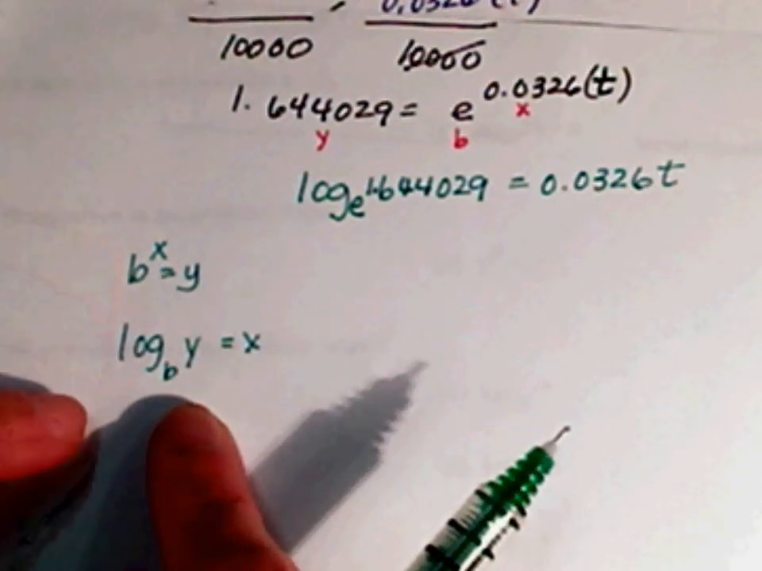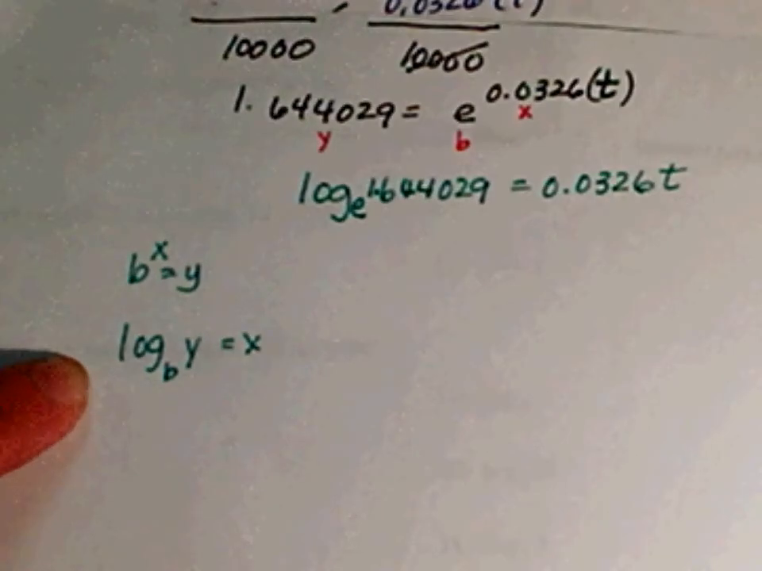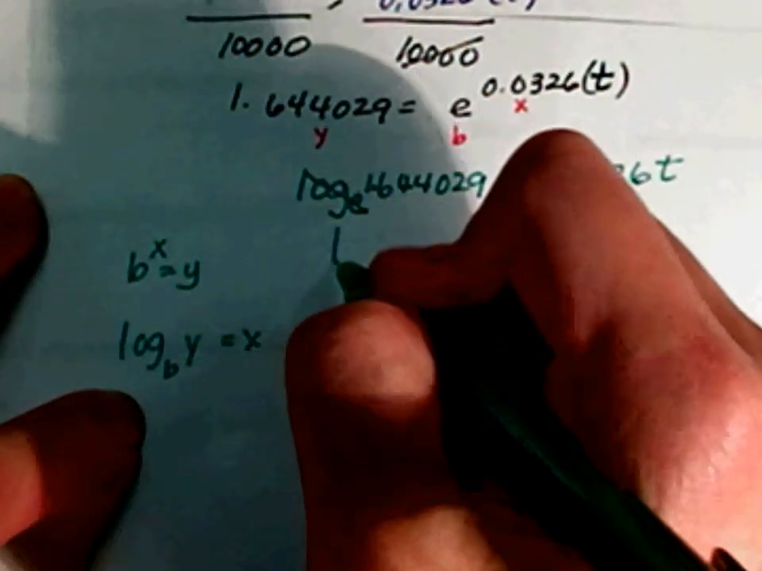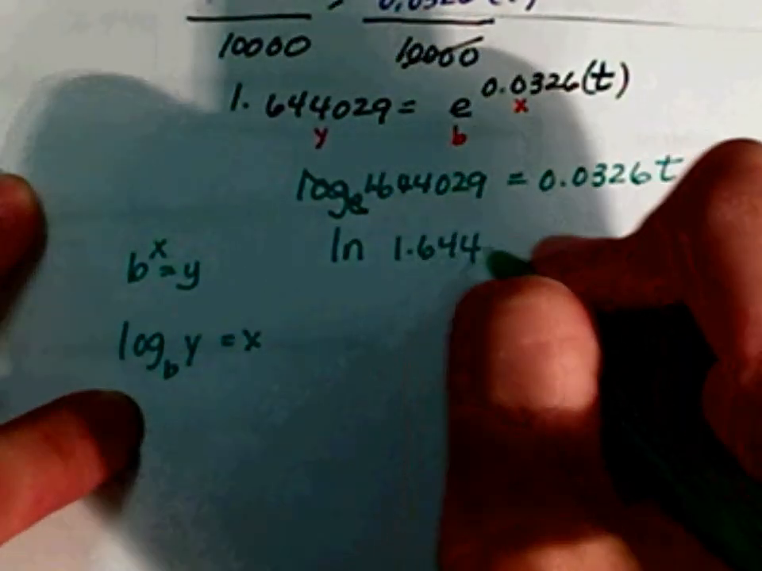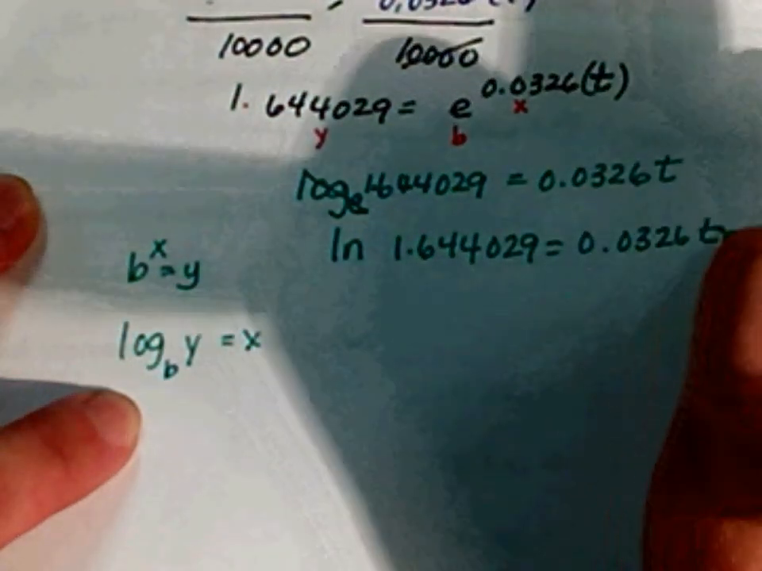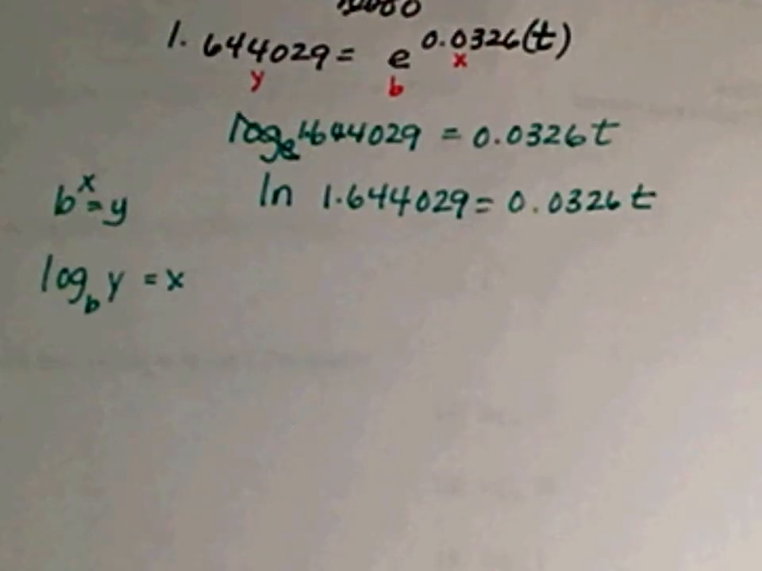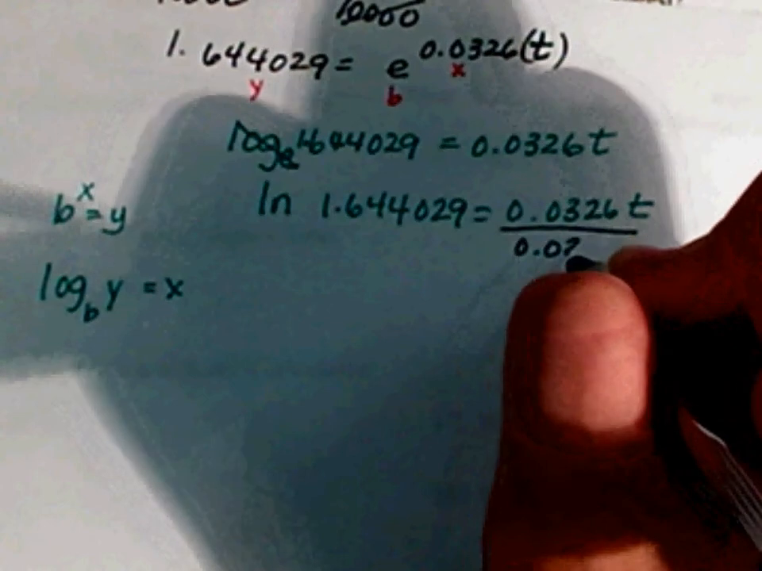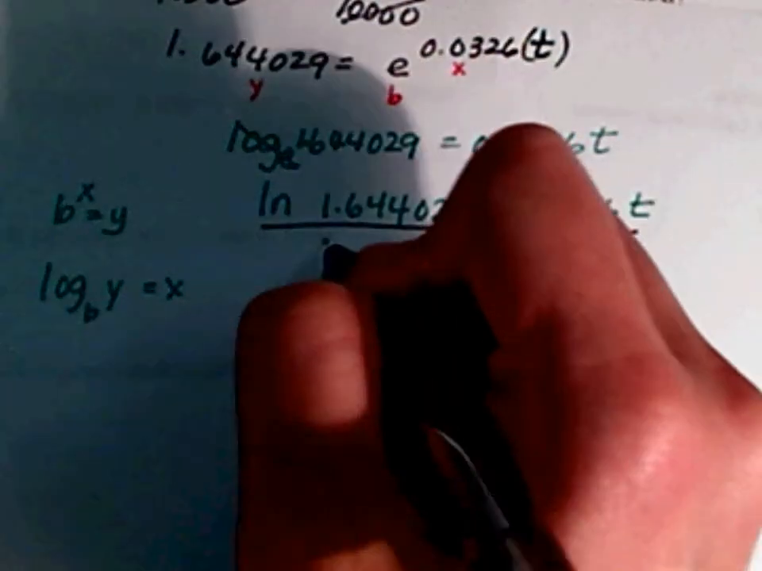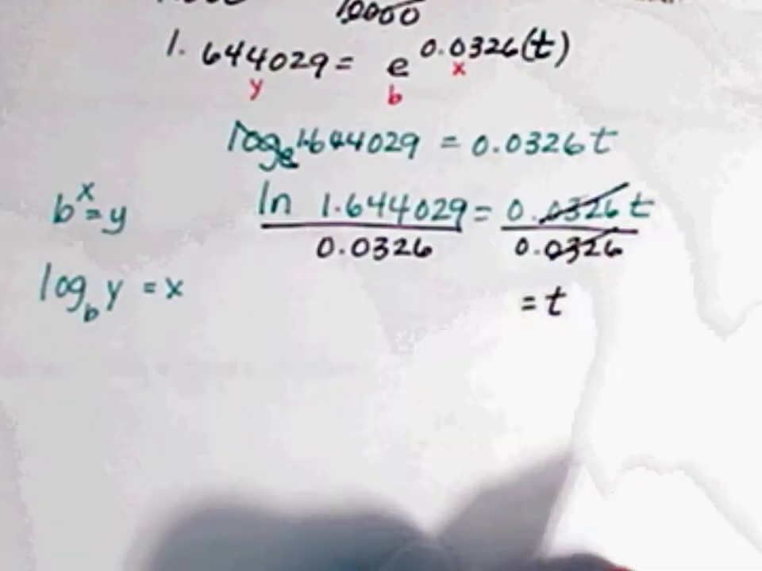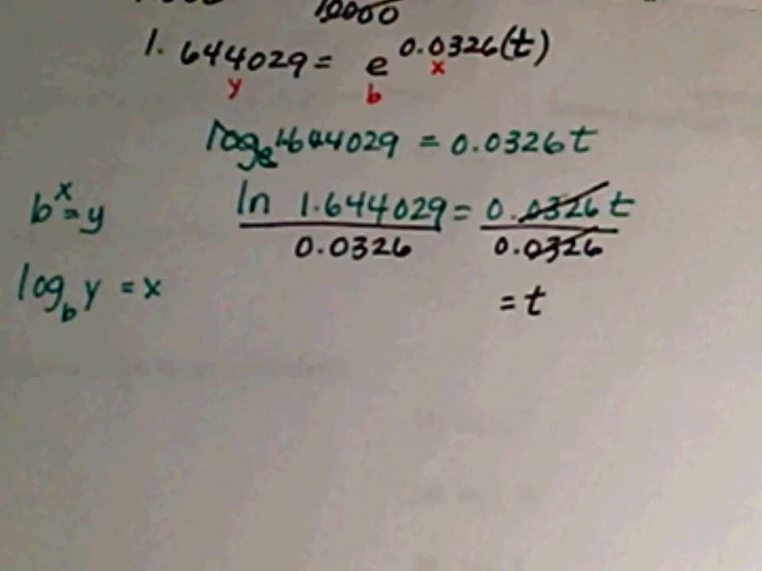So I want to show you guys how to do that. All right. What is log base E the same thing as? Natural log. 1.64429 is equal to 0.0326 times T. Everyone good so far? How do you solve for T? Very good. I'm going to divide by my coefficient. Okay, that cancel. Do you now have T by itself?